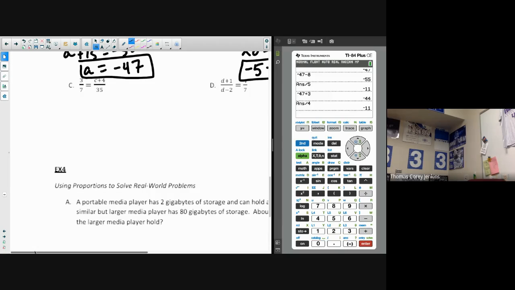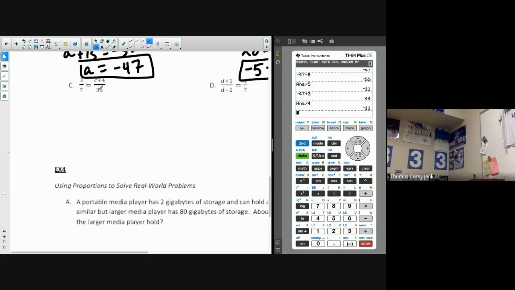All right, then the last one. So cross products would work just fine. So if you like that, just stick with it. But if not, if you have just numbers in the denominators, you can always use that multiplication property, right? So you can multiply both sides by the LCD. So what is the LCD for 7 and 35?